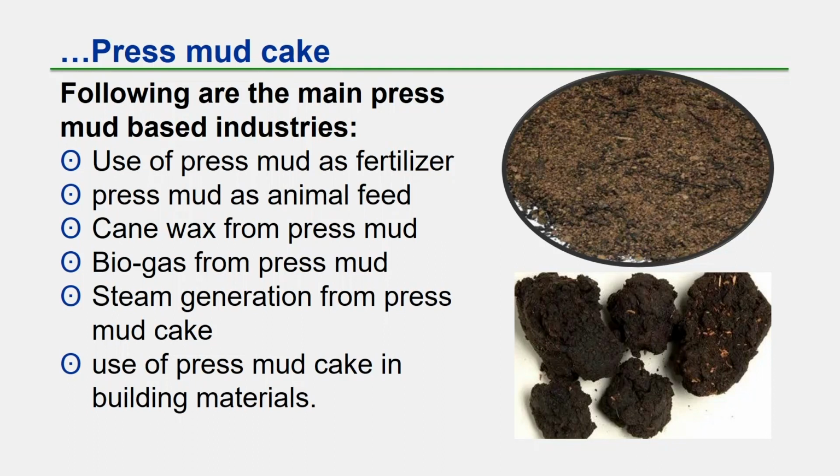Now the following are the main pressed mud based industries. Use of pressed mud as fertilizer. So many times farmers use pressed mud as a manure, since it contains nutrients. Pressed mud can be used as animal feed also with some modifications. Cane wax can be prepared from pressed mud. Biogas can be produced from pressed mud. Steam generation from pressed mud cake, and use of pressed mud cake in building material. From the agricultural point of view, it can be composted and used as a manure to supply nutrients. It is an excellent source of nutrients and organic carbon.